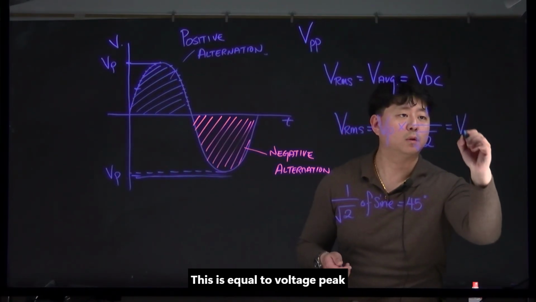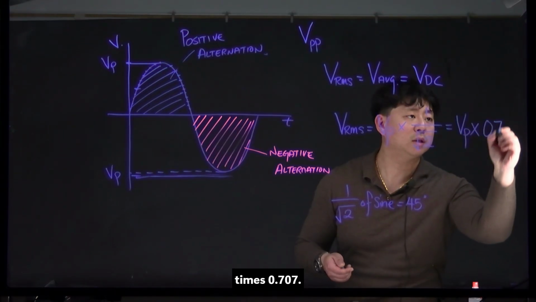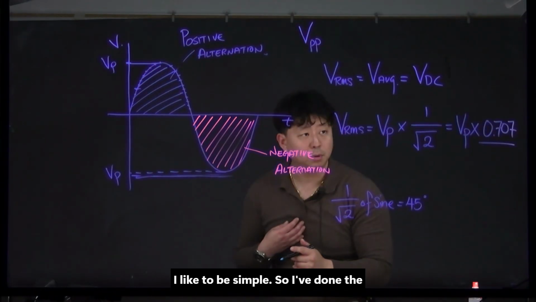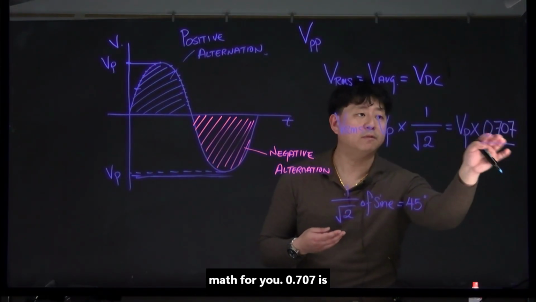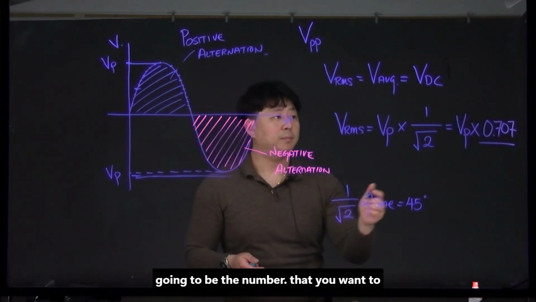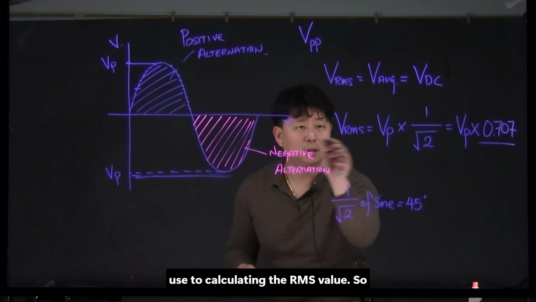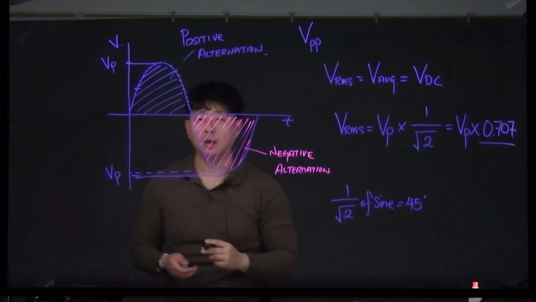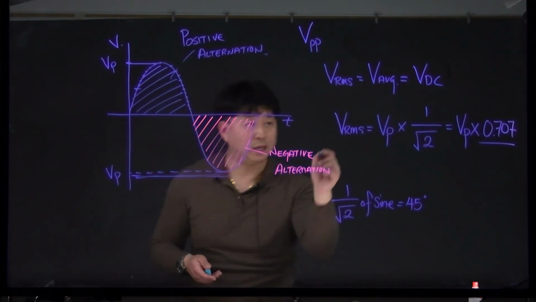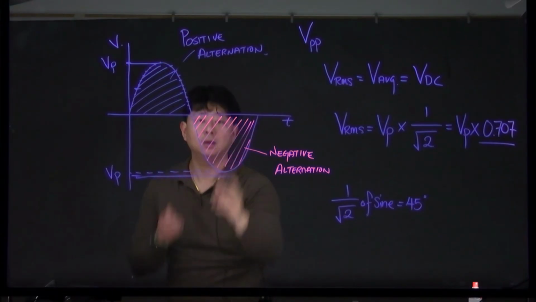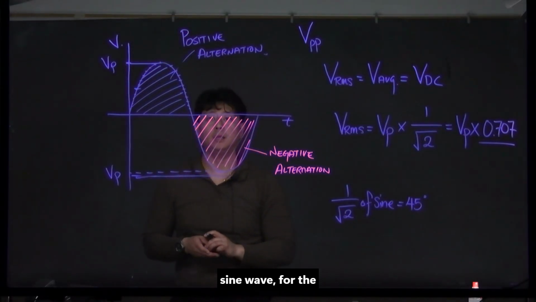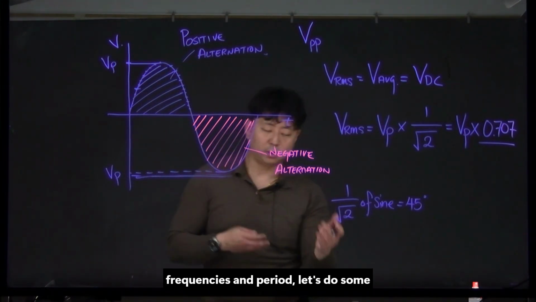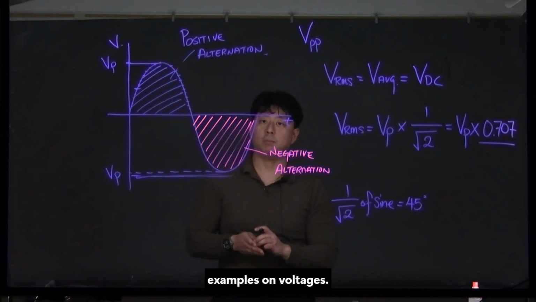This is equal to voltage peak times 0.707. You can pick and choose which one you use. I like to be simple, so I've done the math for you. 0.707 is the number that you want to use to calculate the RMS value. As long as you know the peak, you just have to multiply that by 0.707, and you'll have the average voltage for that sine wave for the alternating current. It's pretty simple, right? So just like how we figured out our frequencies and period, let's do some examples on voltages.